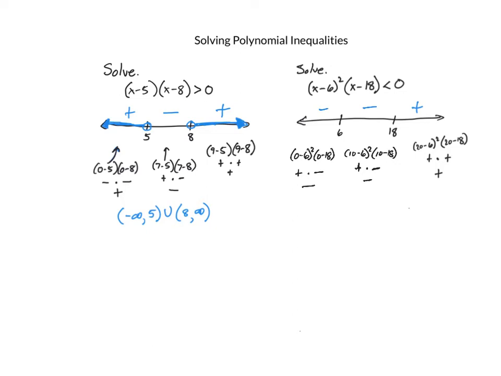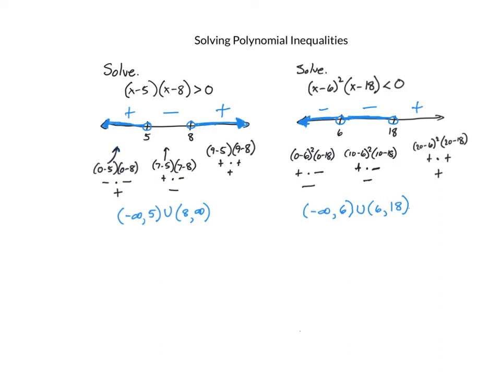So I can look at my number line with the results above it. I'm looking for where the product is negative. I do not want to include the numbers that make it equal to 0, so I'm going to exclude 6 and exclude 18. But I want to include the numbers to the left of 6 and in between 6 and 18. So our solution set for this problem would be negative infinity to 6. Make sure you break at 6. Union 6 to 18. And this one's finished.